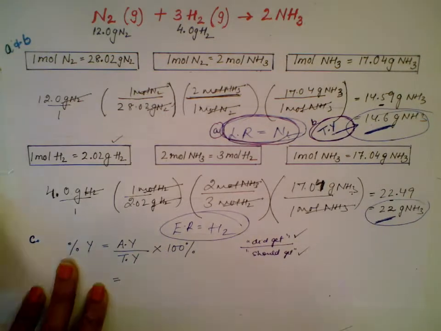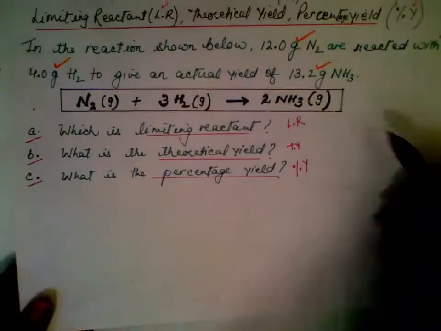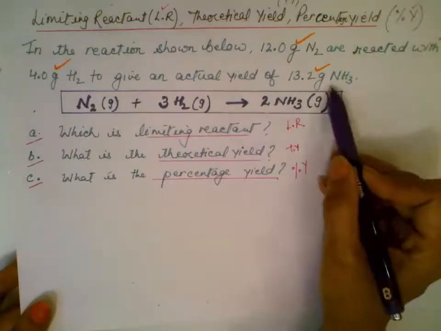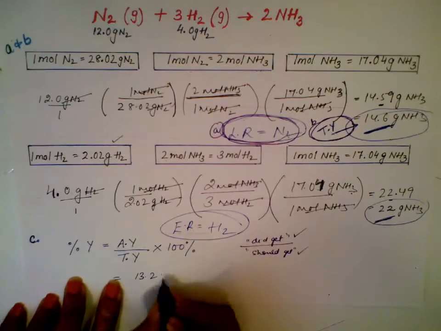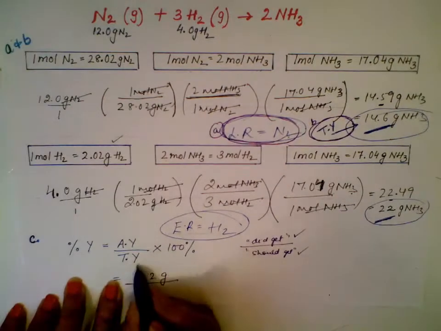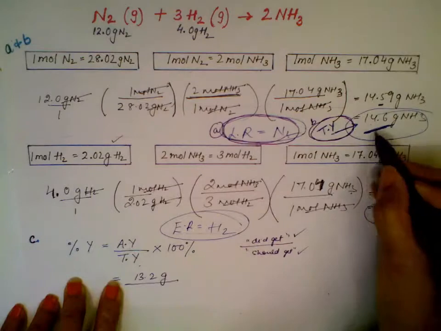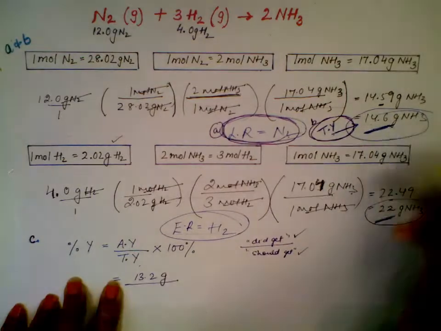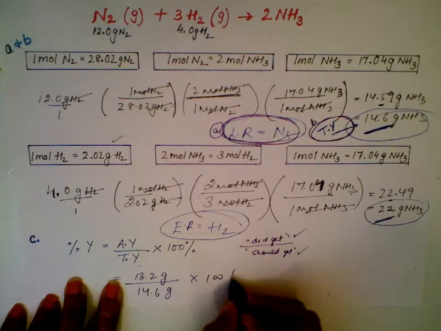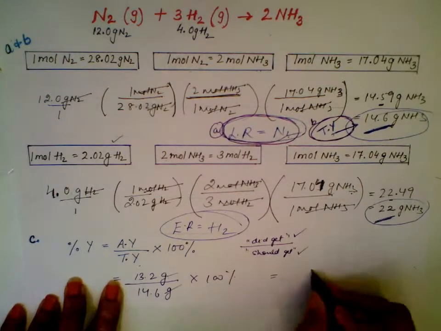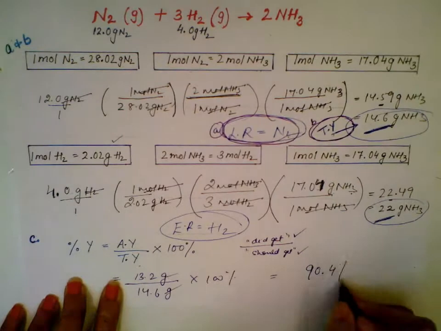Actual yield, we go to the problem, is given here. It says 13.2 grams of ammonia. So instead of actual yield, I'm writing 13.2 grams. And here theoretical yield, we just figured out the theoretical yield is 14.6 grams. Writing from there, and solve it. You get 90.4%.